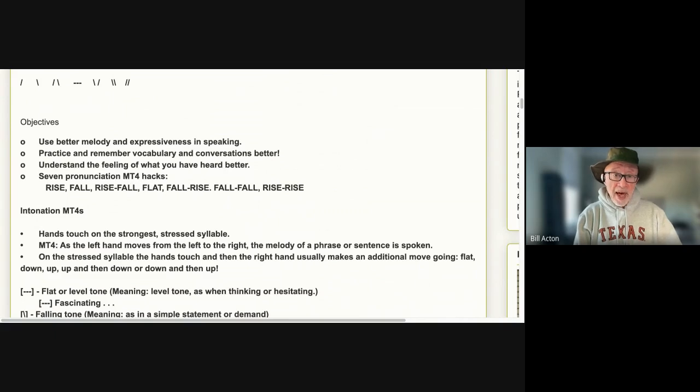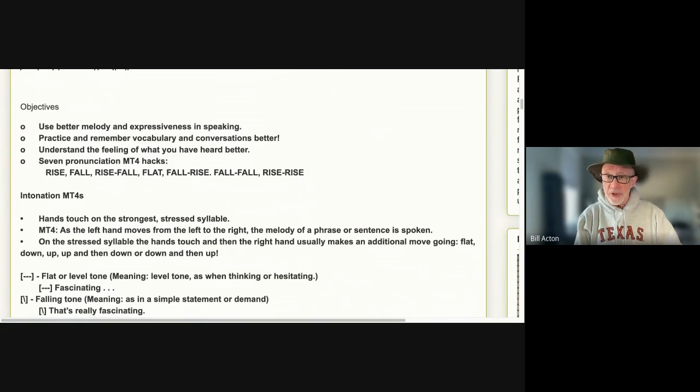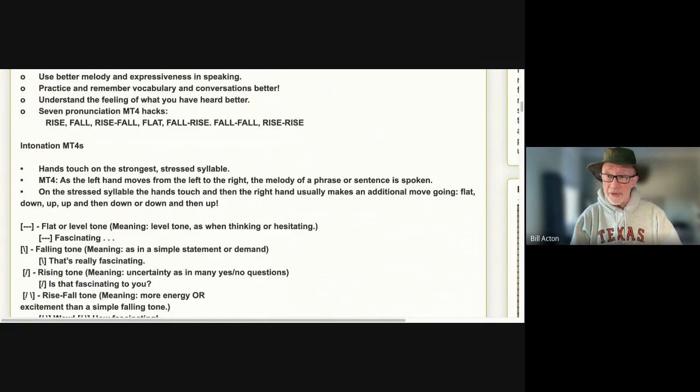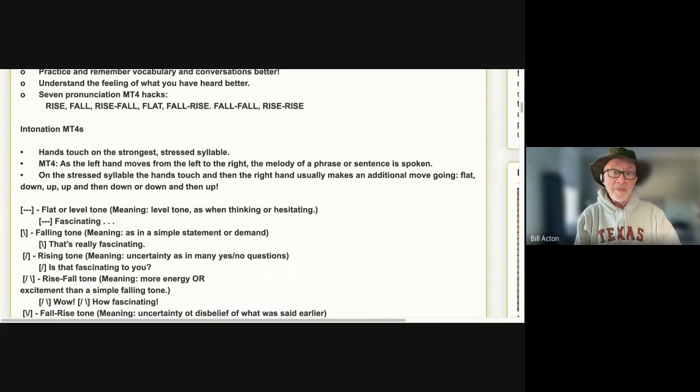Also, I should have added to the objectives here something on word final consonants. And I'll show you what that is in a moment, how that works and what the MT4s are for basically words like a D and G and B at the end of a word. Again, some languages don't have those. Instead they have P and K instead of that. So maybe your language does.